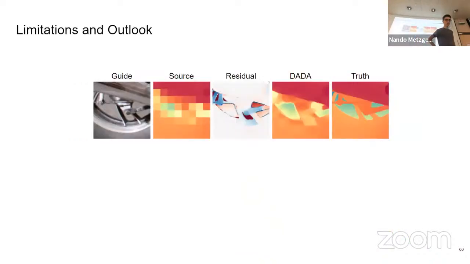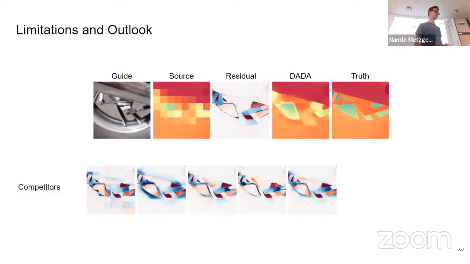Now, there are also some limitations to our method. For example, in this sample, you can see this is a motorbike wheel, and you have some holes that are trapped, and sometimes we just don't manage to get those holes right. This is still a thing that we think needs to be addressed in the future.